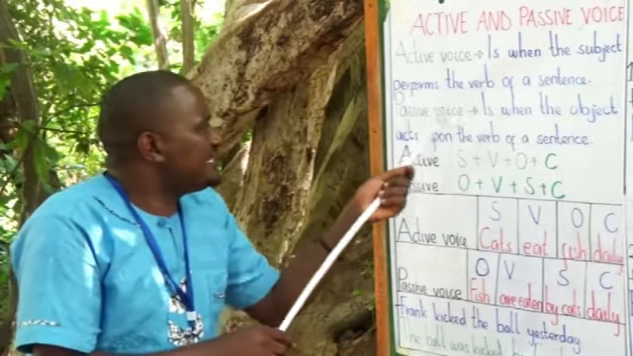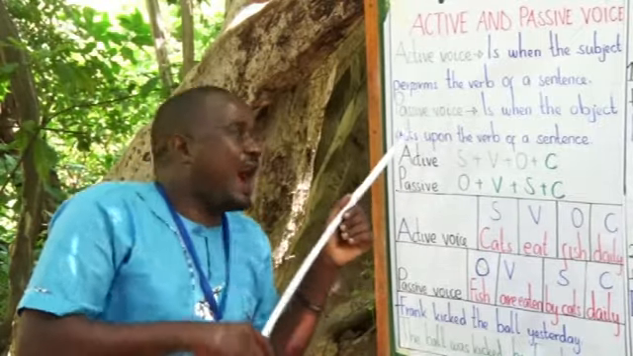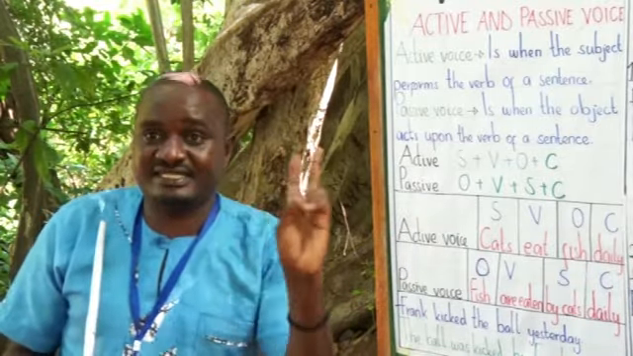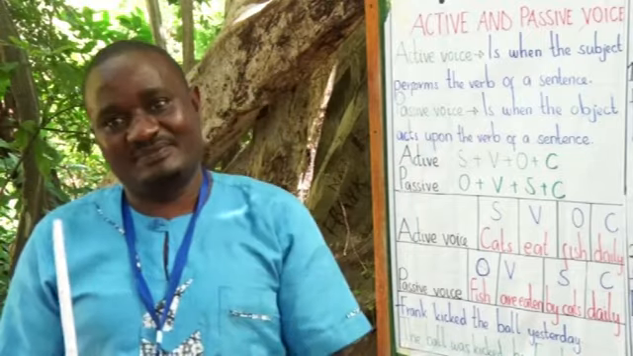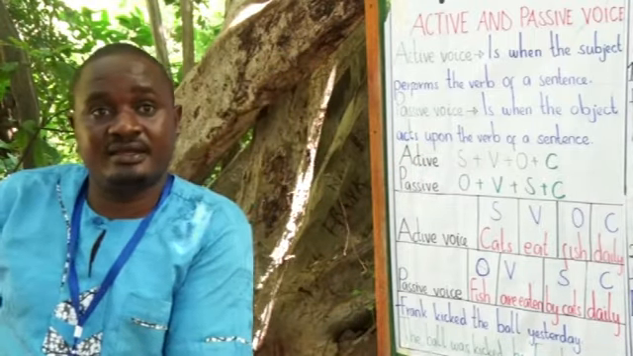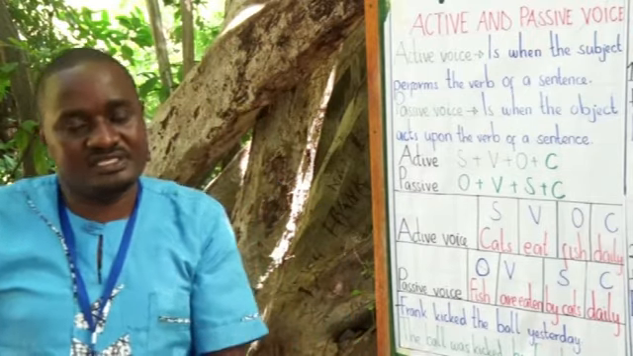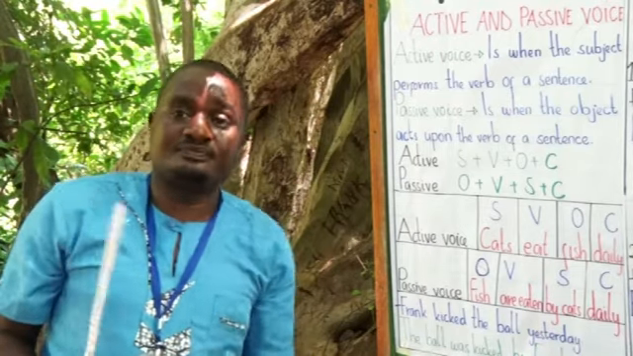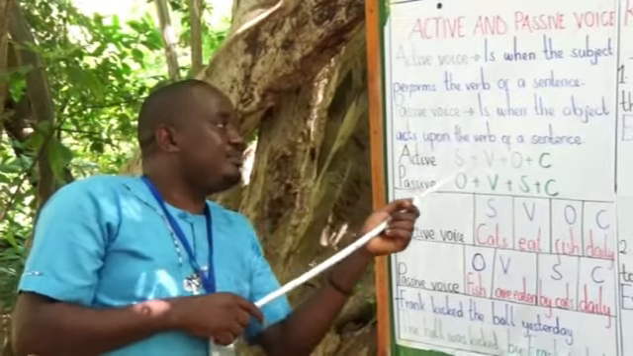So, let's say passive voice. Passive voice is when the object acts upon the verb of a sentence. I told you that a complete sentence has a subject and a verb. For example, we can say, Jane is crying. Jane is the subject, and what is Jane doing is the verb. She is cooking. He is sleeping. That is a complete sentence. The verbs, you simply call them predicates. Verbs are divided into two categories: the regular verbs and the irregular verbs. So, passive voice is when the object acts upon the verb of the sentence.